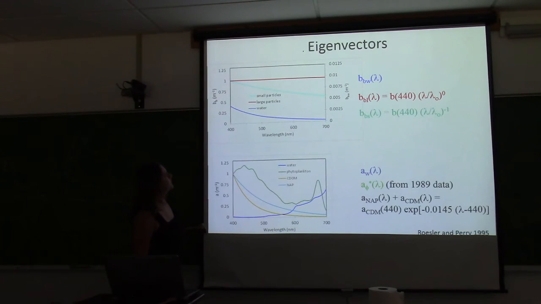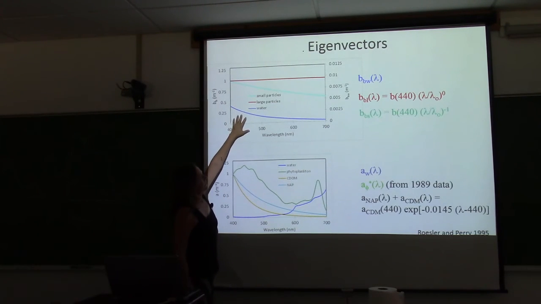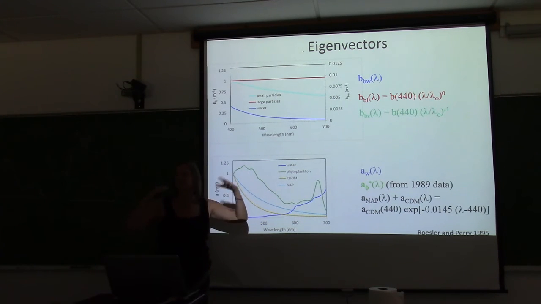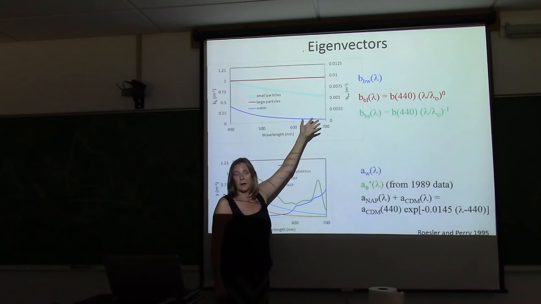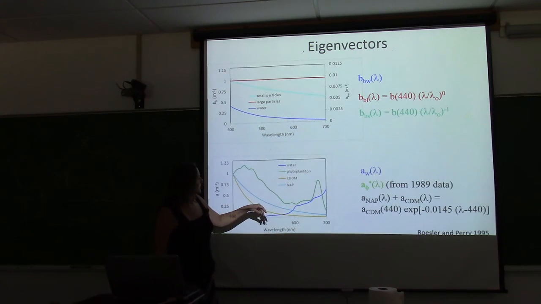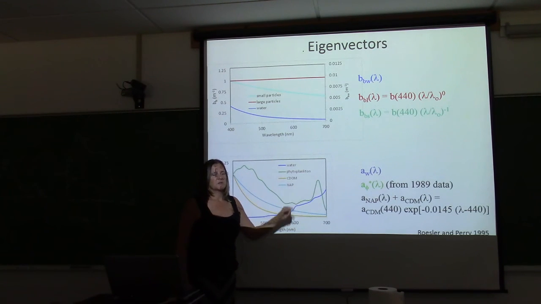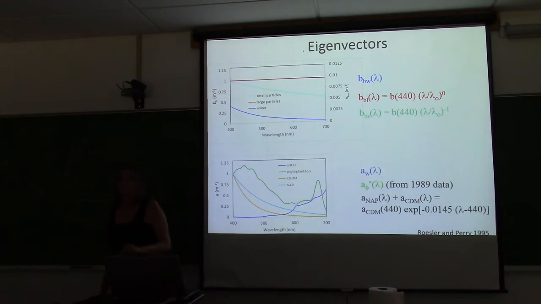Okay, so here are the eigenvectors for particles. And when I did it, I divided mine into large particles and small particles and sort of allowed the inversion to try to tell me which one made the most sense. How much of each one do I want? These were the basis vectors for absorption that I used. So here's the phytoplankton absorption spectrum that I used in my model.